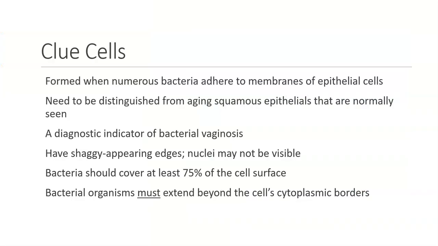Clue cells are formed when numerous bacteria adhere to the membranes of the epithelial cells. They need to be distinguished from aging squamous epithelial cells that are normally seen. It's a diagnostic indicator of bacterial vaginosis. They have shaggy appearing edges, the nuclei may not be visible, and the bacteria should cover at least 75% of the cell surface. The bacterial organisms must extend beyond the cell's cytoplasmic borders.